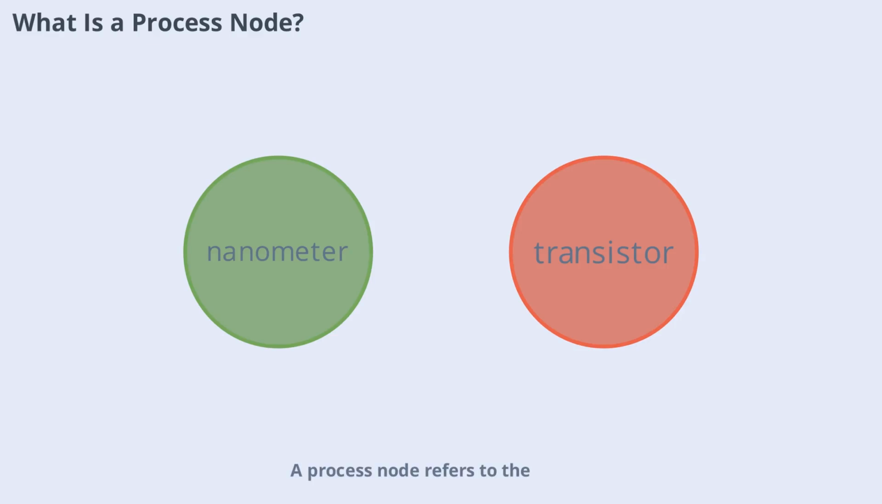Process node refers to the manufacturing technology used to create semiconductor chips. It's typically measured in nanometers, representing the size of features etched onto silicon wafers. Smaller nodes mean tinier transistors, which can lead to faster, more efficient chips. Over time, the industry has moved from larger nodes like 250 nm to today's cutting-edge 3 nm and beyond. Understanding process nodes helps us appreciate how chips evolve and why each new generation brings improvements.